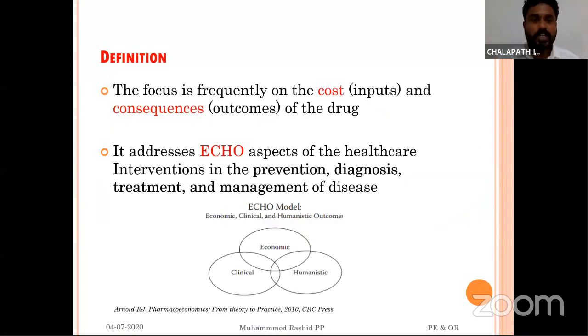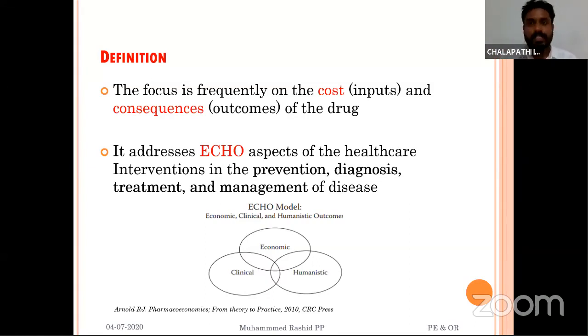So if you go to the definition, pharmacoeconomics mainly focuses on the cost and consequences of the treatment. And this system or model, which we call the ECHO model, looks at the economic aspect of the drug, the clinical aspect of the drug, as well as the humanistic outcome. And as you all know, economic means the monetary aspect, which is in terms of rupees in India, in terms of dollars in America, or it depends on their monetary system, and we will change it accordingly. So that is what we call the economic outcome.